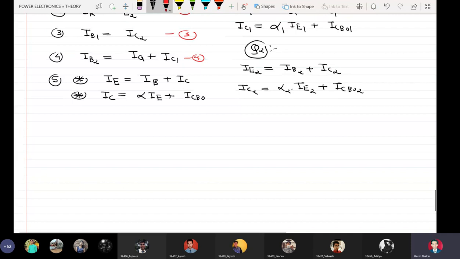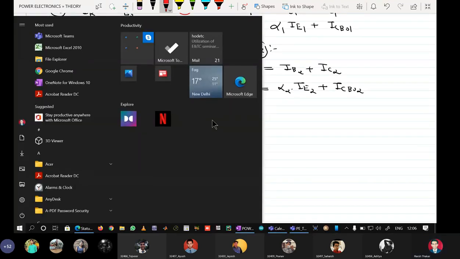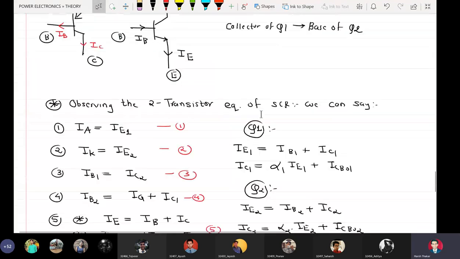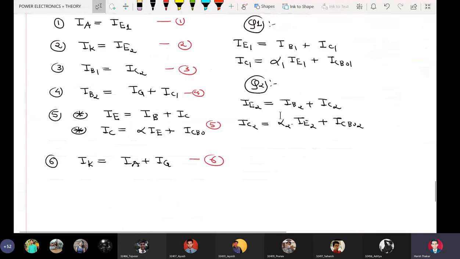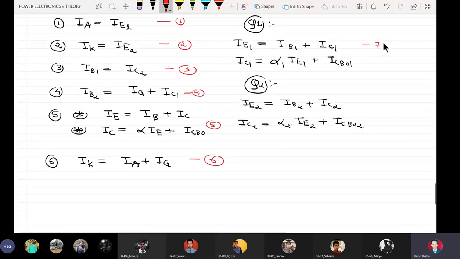One more final observation which we have is the sixth one, that the cathode current IK is equal to IA plus IG. So equation number 5 and equation number 6. Now equations number 7, 8, 9 and 10.